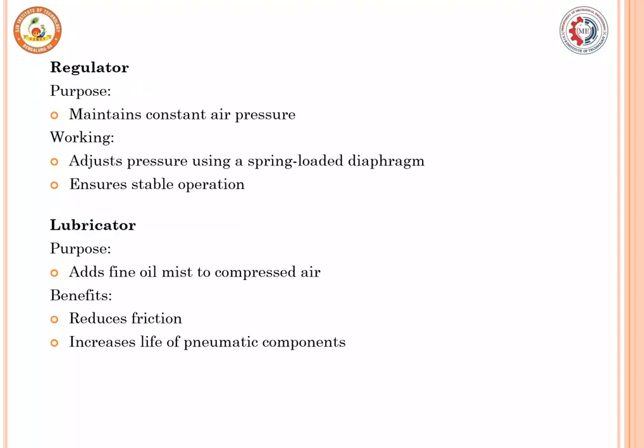If you use a regulator, its main purpose is to maintain constant air pressure. It can adjust the pressure using a spring-loaded diaphragm, ensuring stable operation. The lubricator adds fine oil mist to the compressed air. The benefits are that it reduces friction and increases the life of the pneumatic components. So by adding the lubricator, friction is reduced and there will be increased life of the pneumatic components.